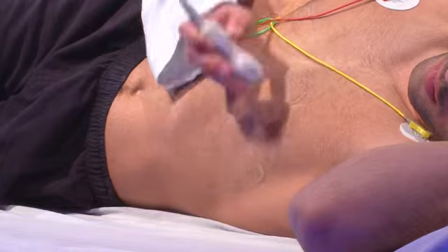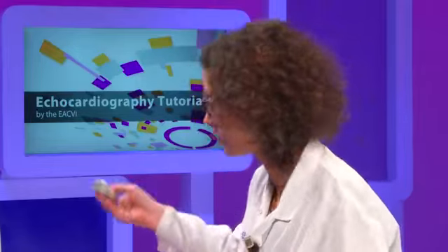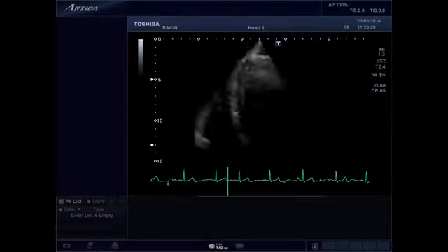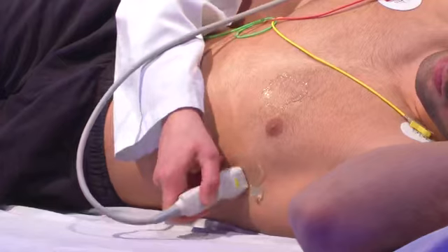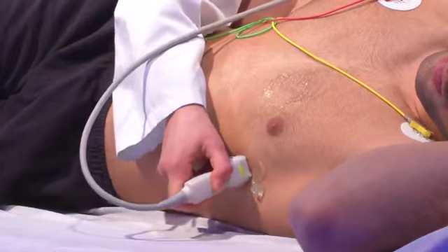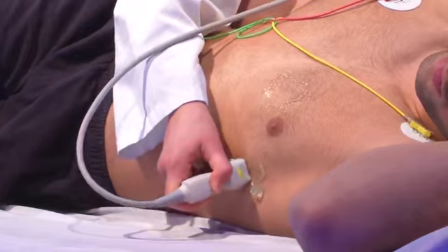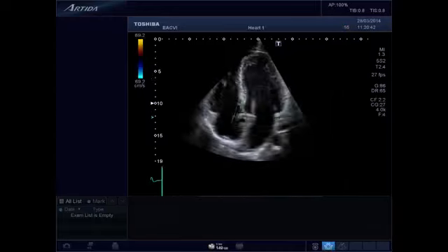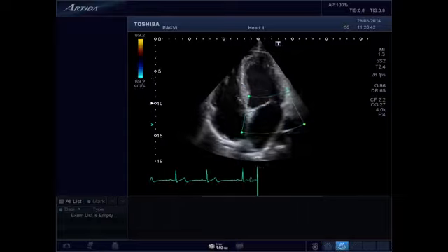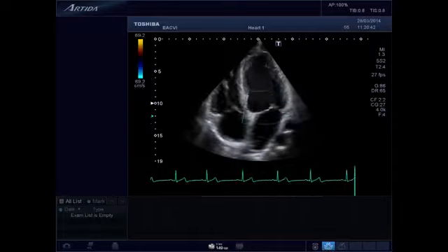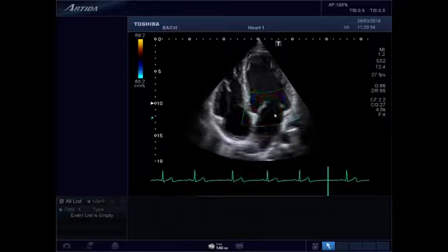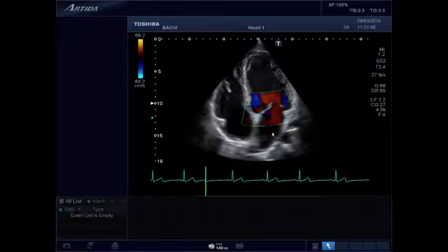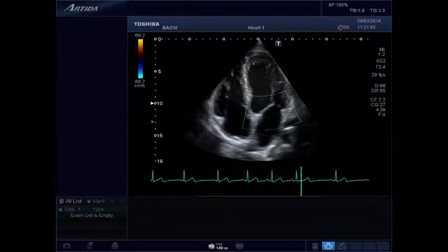Okay, so now we'll move to the apical views. So in the apical views, I will try to assess first the mitral inflow. So I will start by putting the color box on the mitral valve in order to see if there is a mitral regurgitation, and this is the case. We saw it in the parasternal views. So there is a very small regurgitation that is probably physiologic, of course.